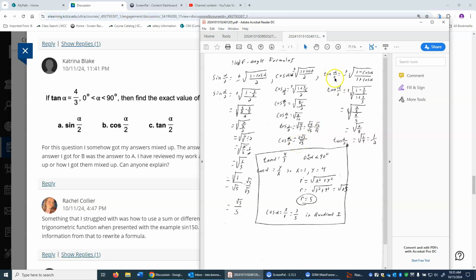Then the last part, tangent alpha over 2. I worked this part out here. I got a half. I worked it out quickly. Let me correct a couple of mistakes though. That should just be a 5 there. I can make it a 5. Up here that should be alpha over 2.